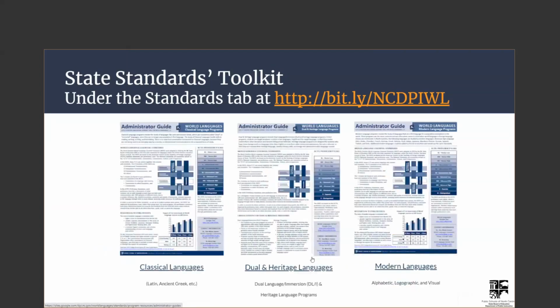There are 3 of them. There's one for classical language programs K-12, one for dual and heritage language programs K-12, which includes dual language immersion or DLI, and heritage language programs, which used to be things like Spanish for native speakers courses, as well as modern languages. And those are all languages K-12 that are taught as a separate subject. And you see we have alphabetic, logographic, and visual languages. So those are our 3.